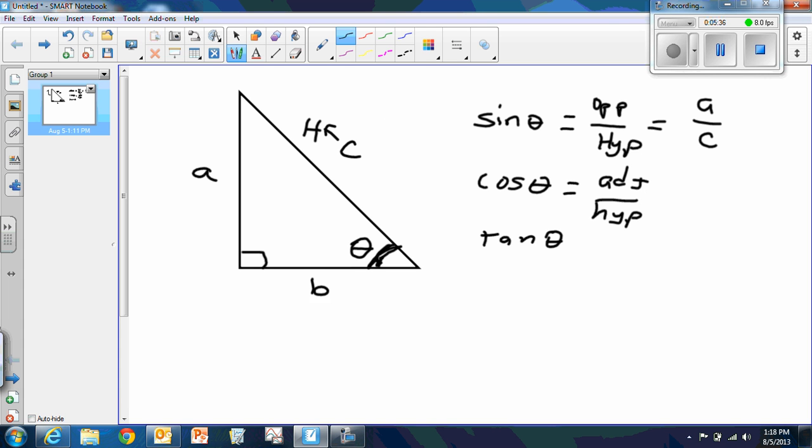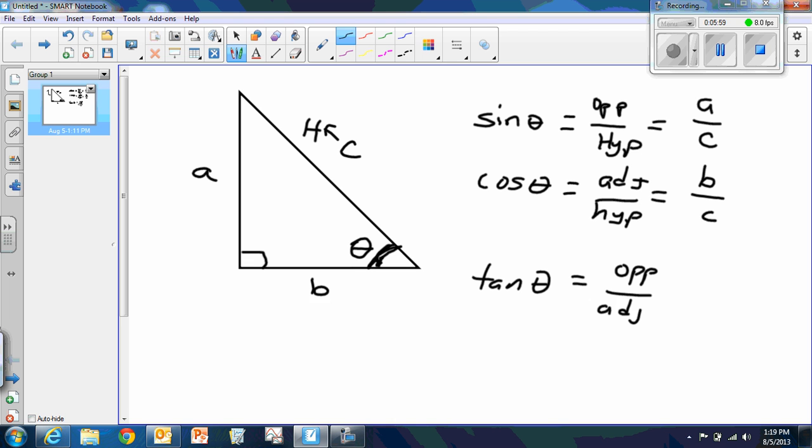All right. So in this case, adjacent would be the side B divided by the hypotenuse, which is side C. Now tangent, which I'm going to move down a little bit so I have more room, tan theta is equal to opposite divided by adjacent. Now again, when I'm talking about this, I'm talking about the actual length of the sides. And so that's going to be A, whatever the length of that side is, divided by B.